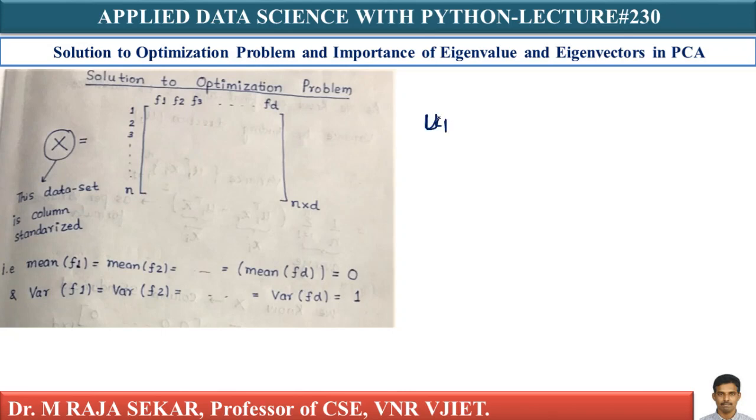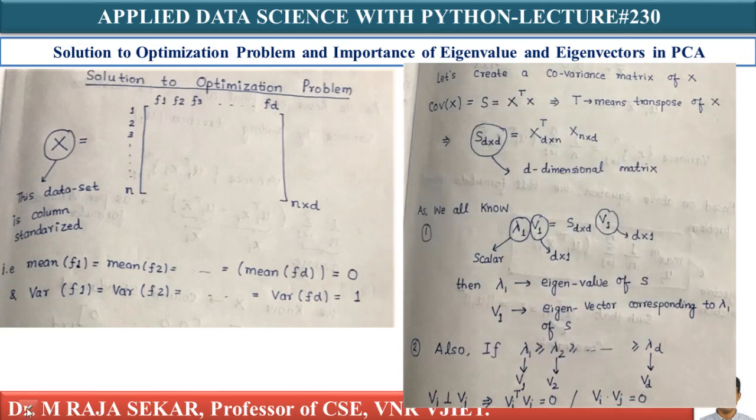That's what we need. How to find U1? We will try to understand. It is simple. Once we have the covariance matrix, let's create the covariance matrix of X. Just now I explained the covariance matrix is X transpose X, where T means transpose of X, and X is my original data matrix. This is n cross D, this is D cross n, and if I multiply, I will get a D-dimensional square matrix, isn't it? Now, what I need?